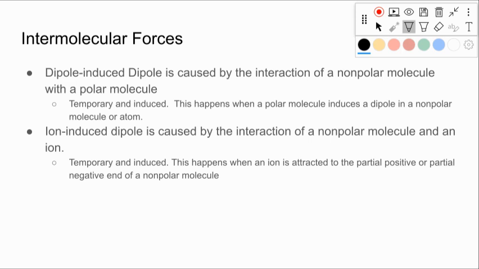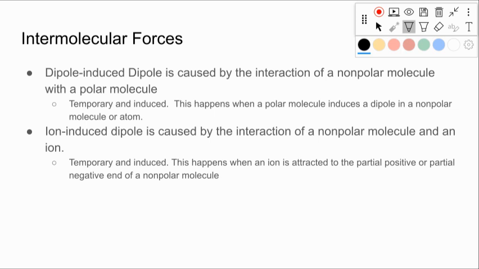Ion-induced dipole is something that we're going to deal with. This one's going to be between a nonpolar molecule and an ion. It can also be a polar molecule and an ion. And again, this is temporary. It happens when the ion is attracted to the partial positive, partial negative end of that nonpolar or polar molecule. If that molecule has been temporarily induced, it can happen, or it typically happens with a polar molecule where they bump into each other and the ion is attracted to it.